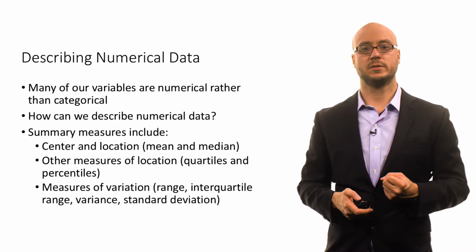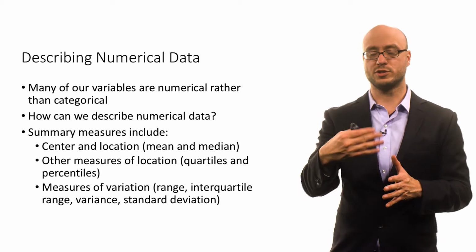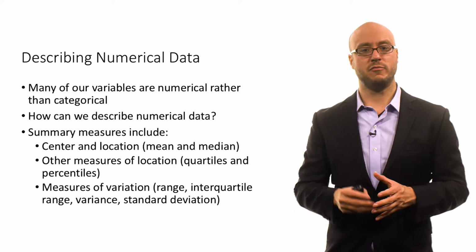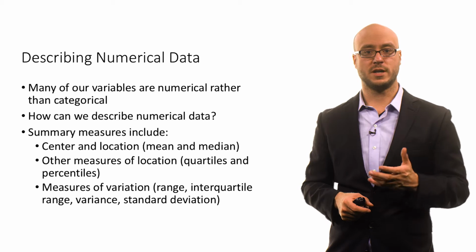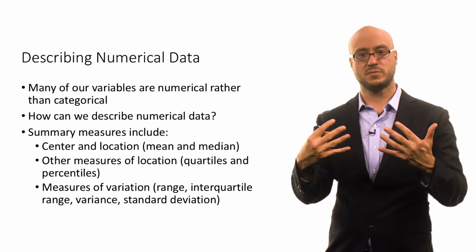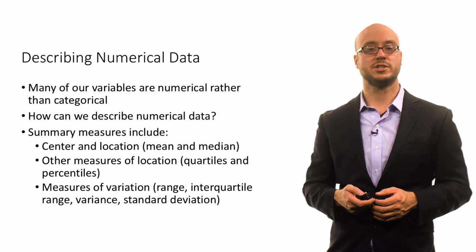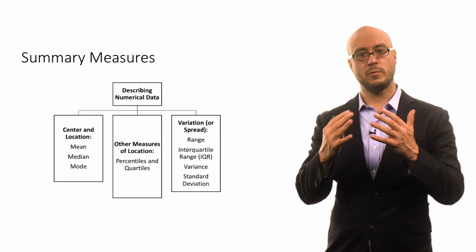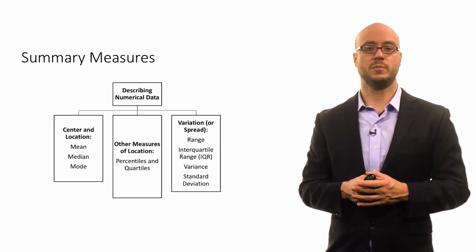How can we describe numerical data? Well, we have lots of measures. With categorical data, we really focus on proportion or percentage or counts, but with numerical data, we also have measures of center and location, other measures of location such as quartiles and percentiles. We also have measures of spread or variation such as the range, variance, standard deviation, and the interquartile range. So we really have quite a few ways of describing numerical data.